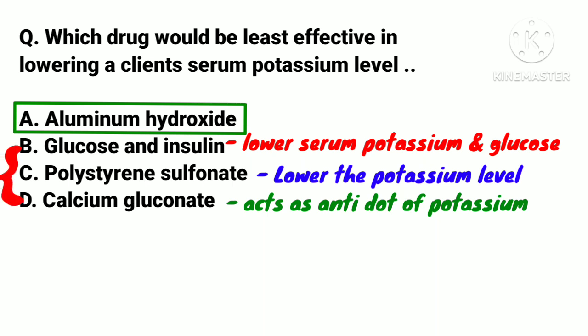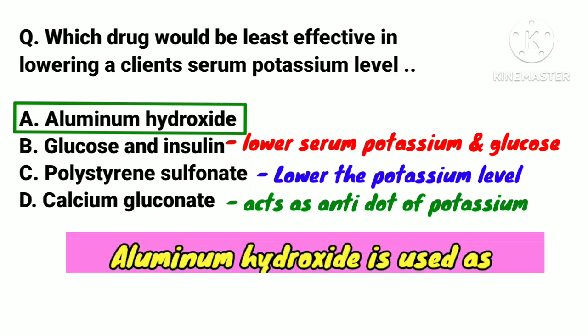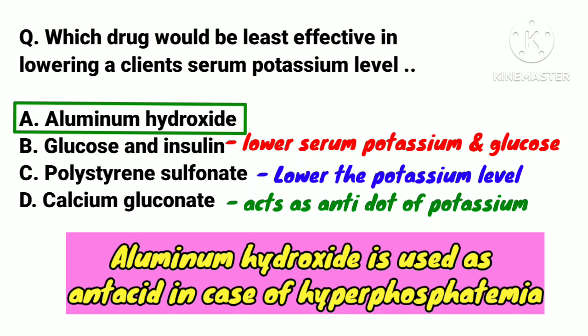So drugs in options B, C and D are given in case of hyperkalemia, but option A, aluminum hydroxide, has nothing to do with hyperkalemia. That's why option A is the correct answer. Aluminum hydroxide is used as an antacid in case of hyperphosphatemia.